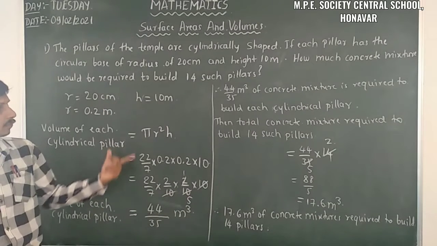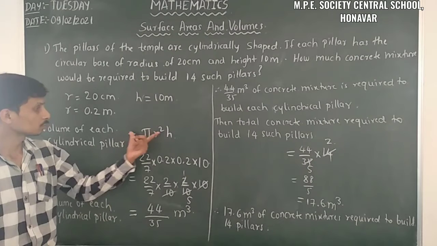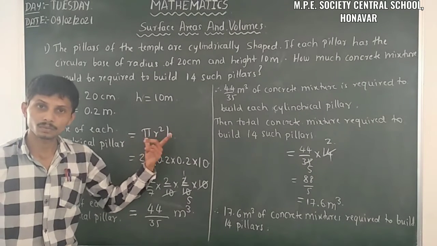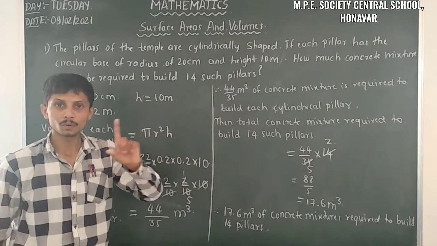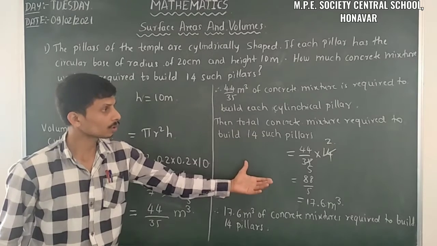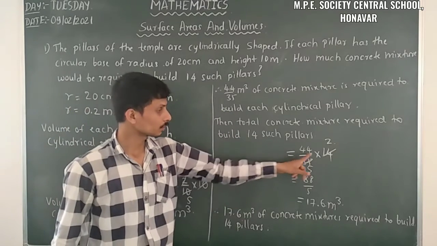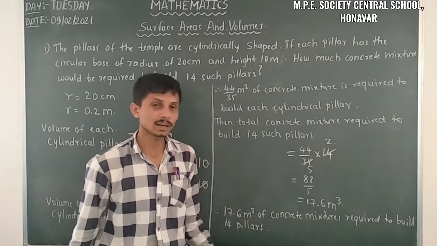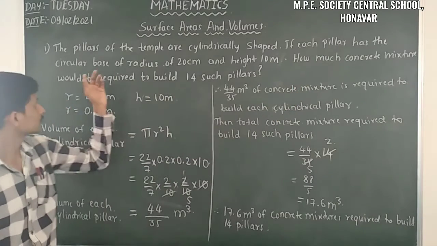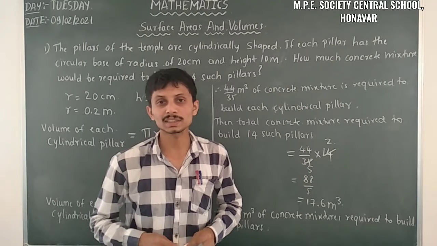Firstly we have to find out the volume of each cylindrical pillar, using the volume of the cylinder formula, and that will be the volume of the concrete mixture required to build one pillar. And there are 14 such pillars. To get the total amount of concrete mixture required to build 14 such pillars, we have to multiply by 14 and get the answer. I hope you understood this one. So let's take the next problem.